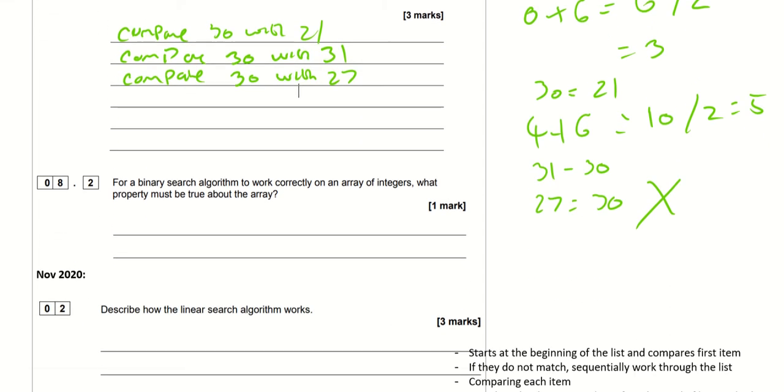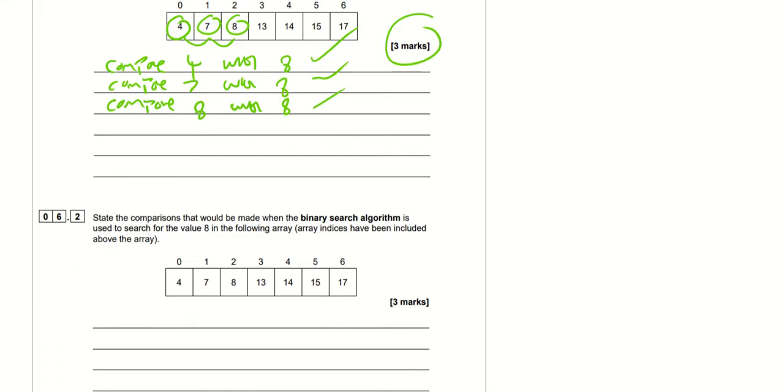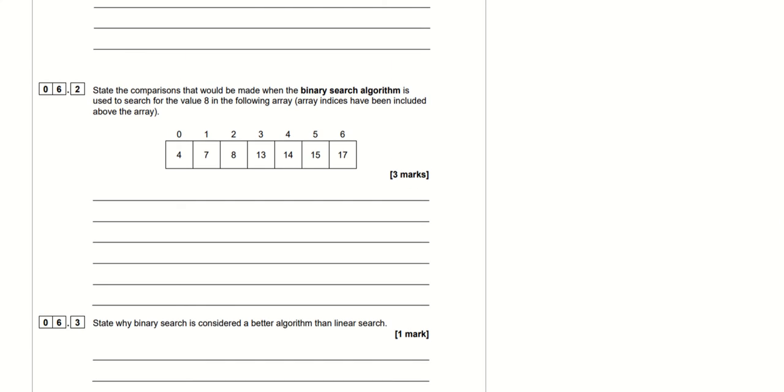Let's have another look at a binary search because they're quite tricky to do. So let's look at this question here. So again, we've got an array of numbers or a list of numbers. So let's work our way through it. So we're going to find the midpoint. So we'll start at the bottom of the list, which is 0, and the top of the list, which is 6. So 0 plus 6 equals 6. Divide by 2 gives me 3. So we're starting at position 3, which is 13. And we're trying to find value number 8.